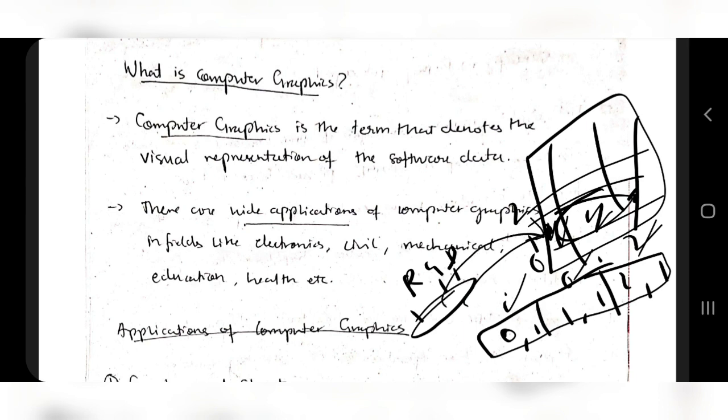So that we'll be using data structures like arrays and all to store these things. And finally, we'll be getting an image when we apply these things on the screen.